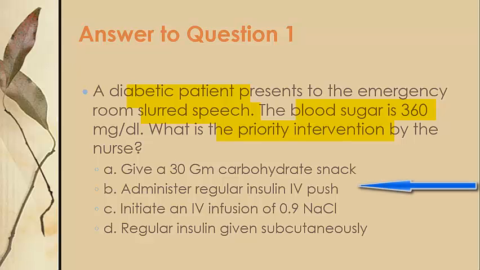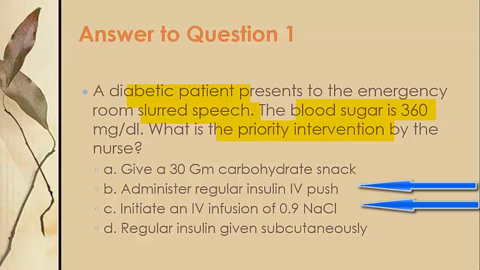Administer regular insulin IV push? Yes, we do that for DKA. Initiate an IV infusion of 0.9 normal saline? Well, we also do that for DKA. Regular insulin given sub-Q? We do that later on after that blood glucose is under control. That's not one of our priority interventions. So now we have 2 priority interventions. What one do we pick? The regular insulin or the IV infusion?